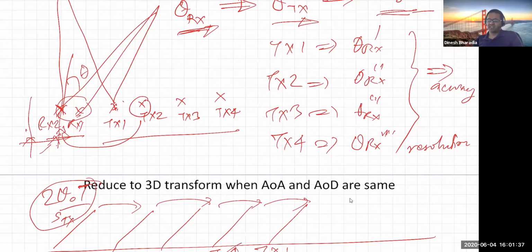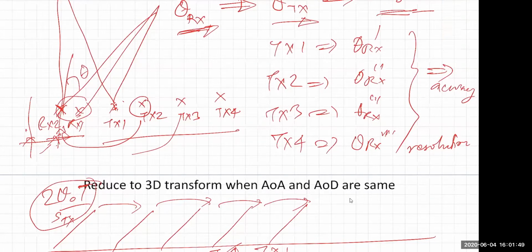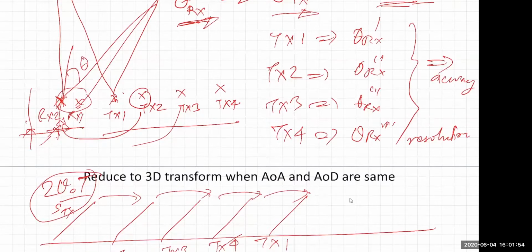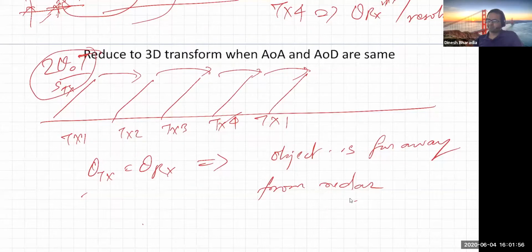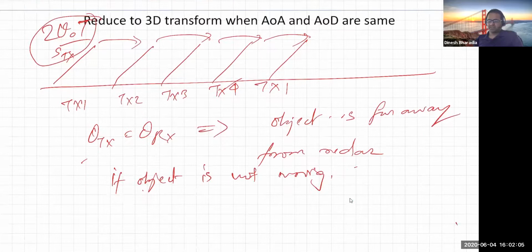Transmitter 3 does the same, and transmitter 4 does the same. Does everyone follow the virtual antenna concept here? Eric? Keshav? Okay. So that way, at least you can improve the resolution, if the object is not moving. TX can provide better resolution.